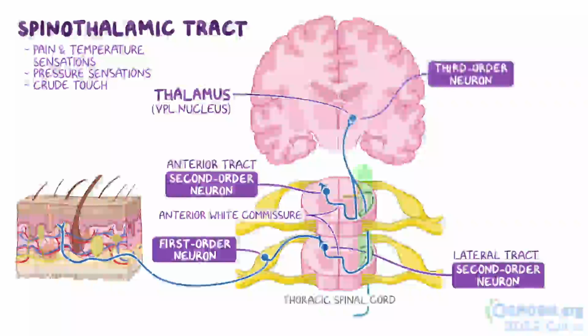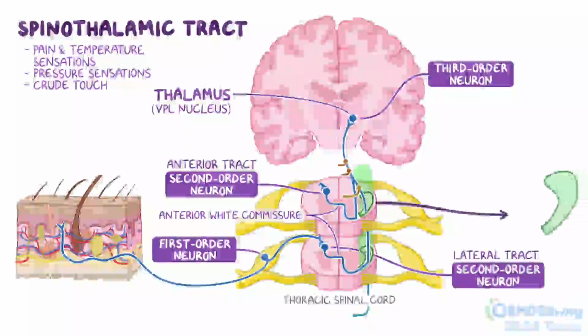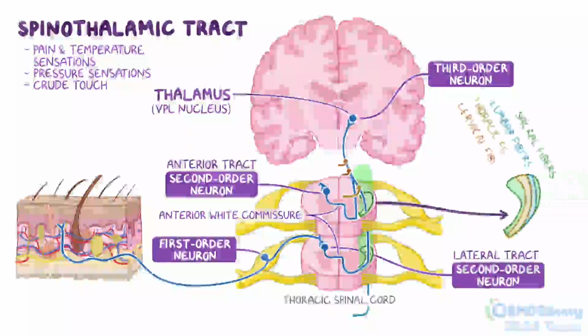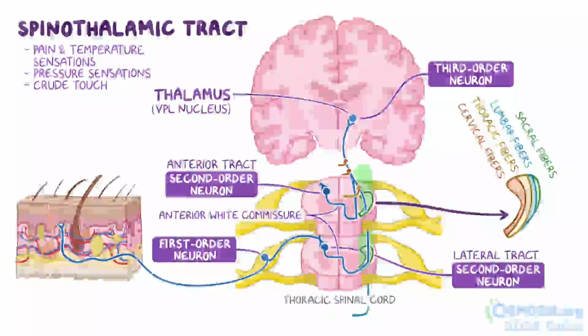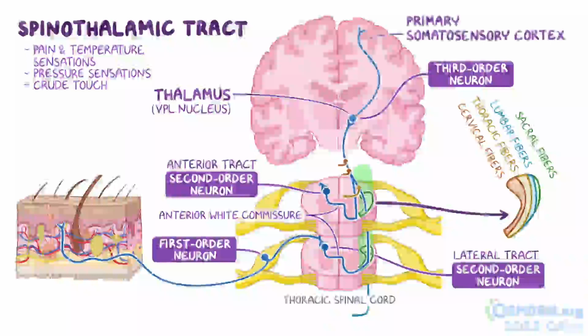As the lateral spinothalamic tract ascends through the spinal cord, new fibers are added to the anteromedial aspect of the tract. As a result, the sacral and lumbar fibers are located more posterior and laterally, whereas the thoracic and cervical fibers are somewhat more anterior and medial. From the VPL nucleus of the thalamus, it's pretty much the same for both tracts. The third-order neuronal axons ascend toward the cerebrum through the internal capsule to the primary somatosensory cortex, where they synapse on the fourth-order neurons.